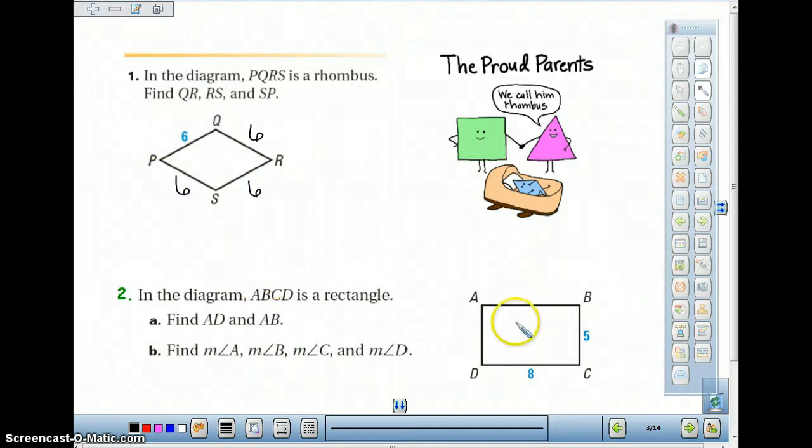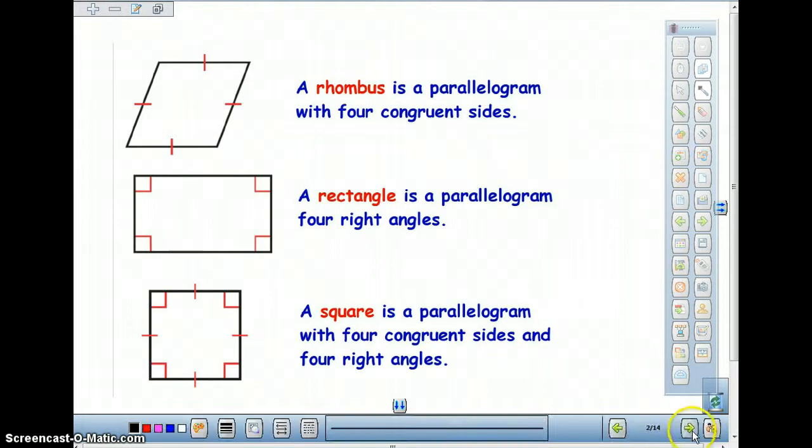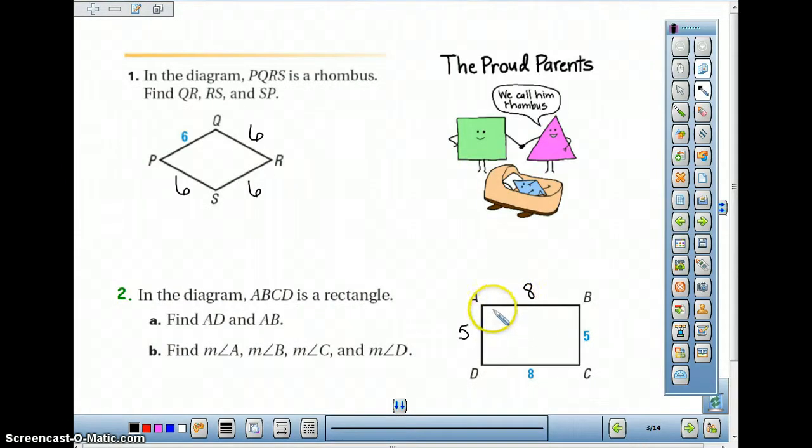Okay. If I have a diagram, in this diagram, ABCD is a rectangle. So we know that a rectangle is also a parallelogram, so opposite sides are congruent. So AD would be 5 and AB would be 8. We also know that when we talked about properties of rectangles, it has 4 right angles. So therefore angle A is 90 degrees, B is 90 degrees, D is 90 degrees, and C is 90 degrees.